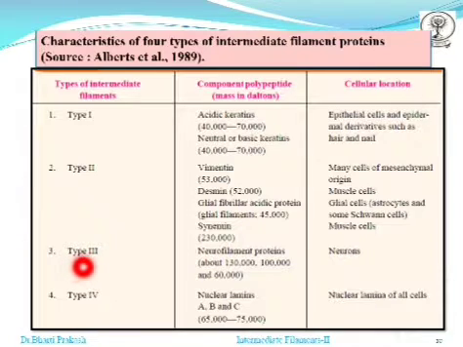The type 3 intermediate filaments, their distribution if we see they are present in the neurofilament proteins and their cellular location is the neurons and their proposed function is axon organization. The type 4 intermediate filaments, their distribution is they are present in the nuclear lamins. Their cellular location is the nuclear lamina of the cells and their proposed function is nuclear structure and organization.